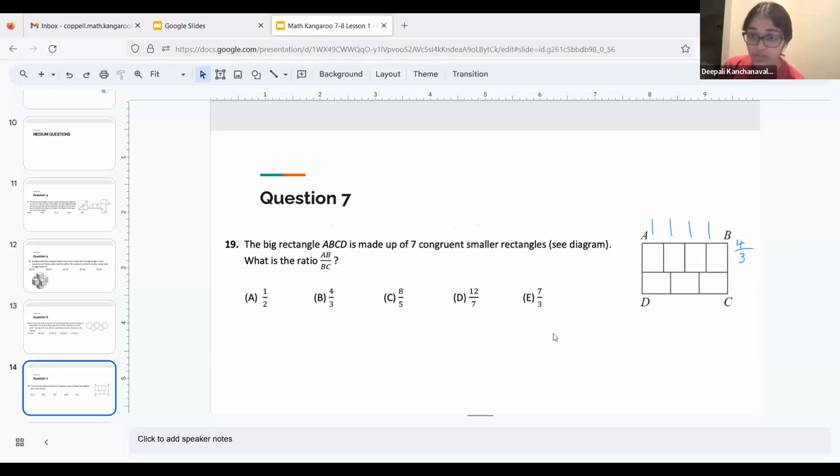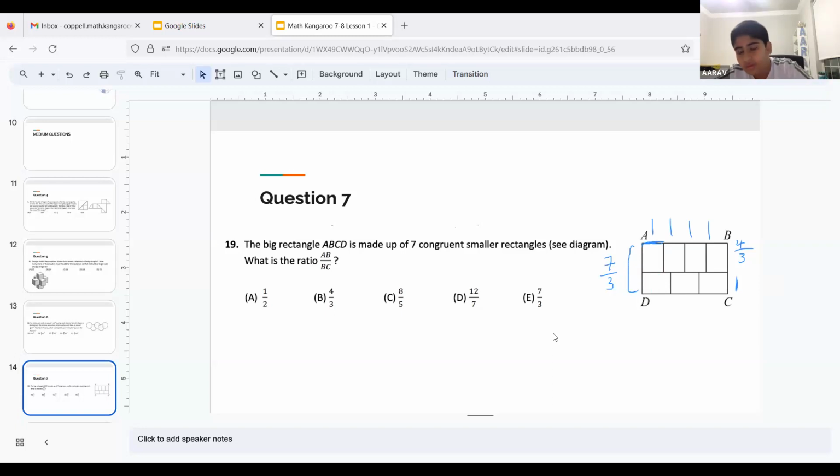Which side is 2/3? The shorter side of BC is 2/3. Aren't they all congruent rectangles? Yeah. And you just said that this was 1. Yeah, so that's 1. And 1 plus 4/3 is, no, 2 and 1/3. Okay, 2 and 1/3. And then 4 over 2 and 1/3, I wrote it as thirds.